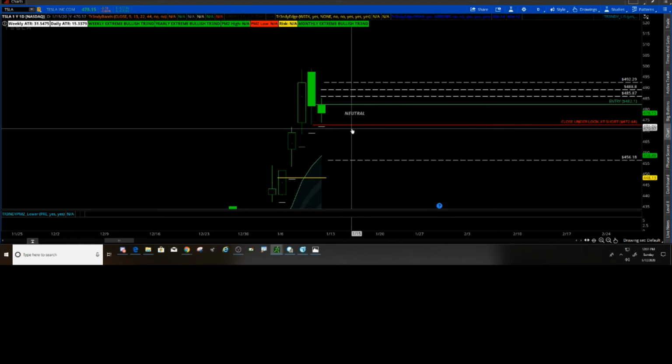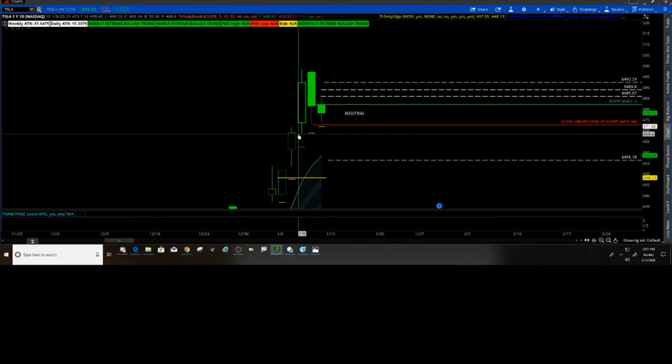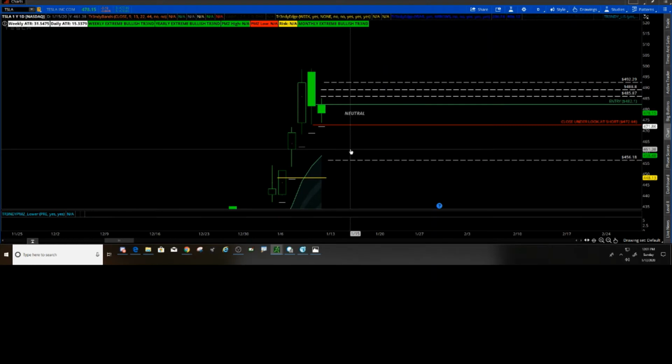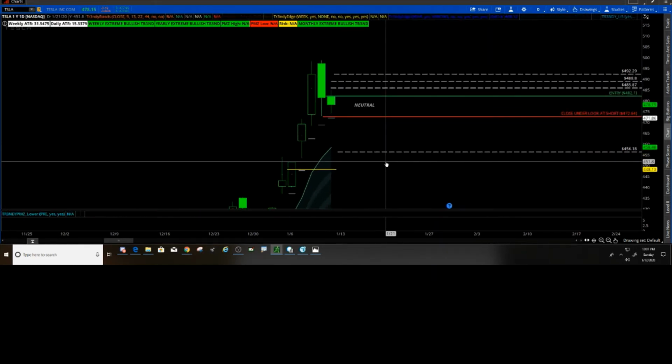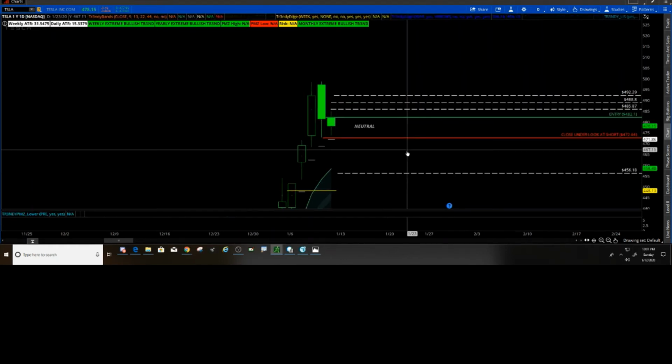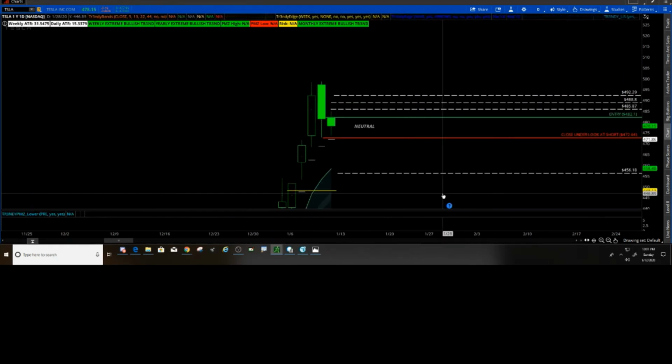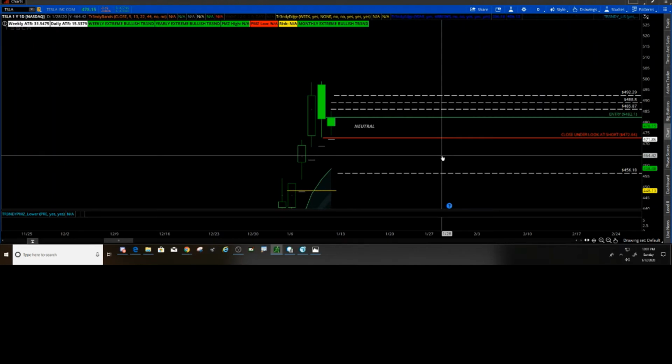Anything below that, again, look for targets down here. You could use these wicks as targets: 468.40, this base 461, and then finally 456, and then possibly the gap fill of 451.68. This is the setup I'm looking for at Tesla. If you have any questions, please reach out to me.